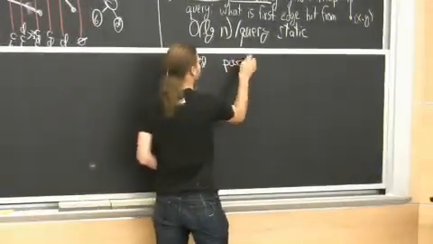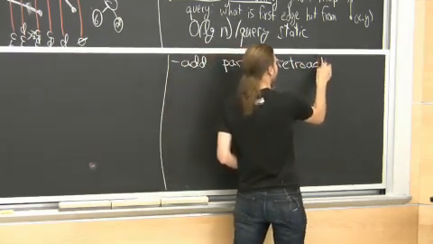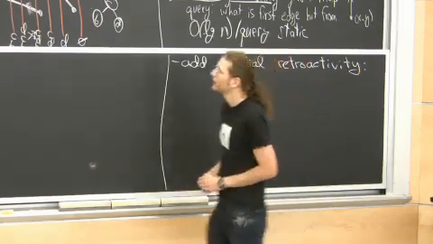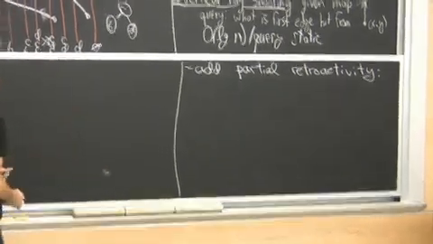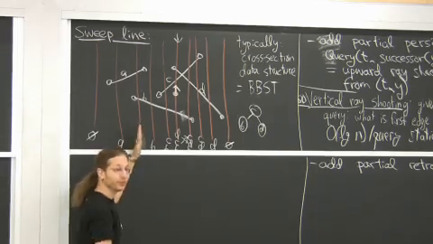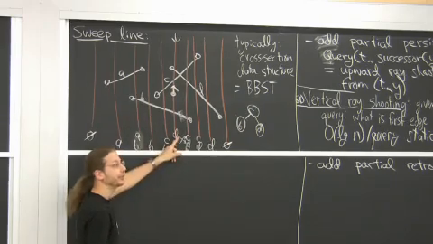Again, we're going to use partial retroactivity. And I can tell you for certainty, because I was there, this is why retroactivity was invented. So retroactivity would mean that we get to dynamically add and delete insertions and deletions. That's like adding and deleting segments from the structure.